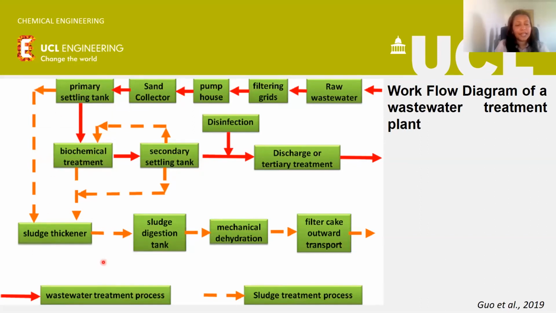The sludge again needs to be treated. The sludge needs to be thickened so that it can be worked on. Then the sludge digestion before you dehydrate the sludge by dewatering, and then filter cake outboard transport. And the important thing is, what do you do with the sludge after that? So these are very important considerations, and there is a lot of research going on in each step of this.